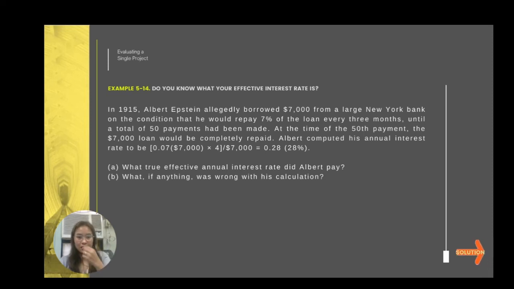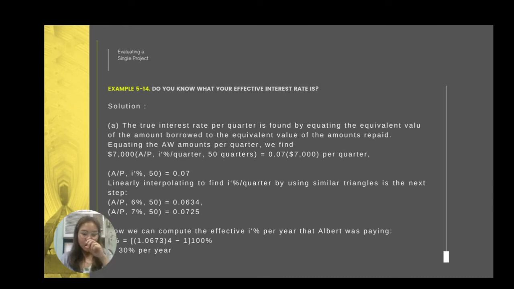Then let's find out. Do you know what was wrong with Albert's calculation? The true interest rate per quarter is found by equating the equivalent value of the amount borrowed to the equivalent value of the amounts repaid. Equating the amounts per quarter, we find the true interest rate per quarter. We equate it to the equivalent value of the amount.